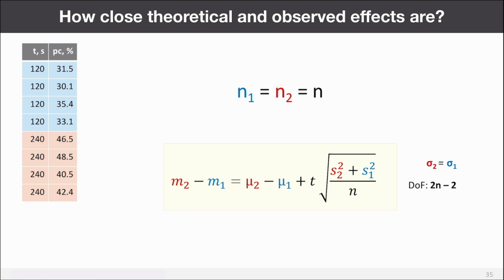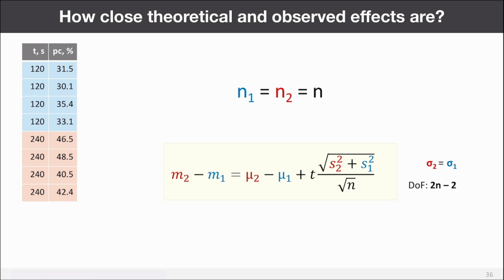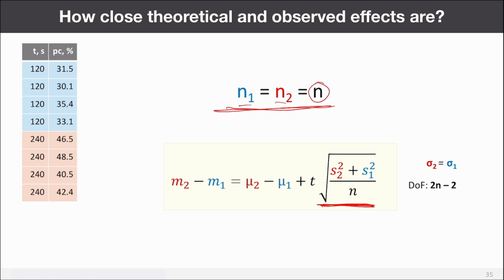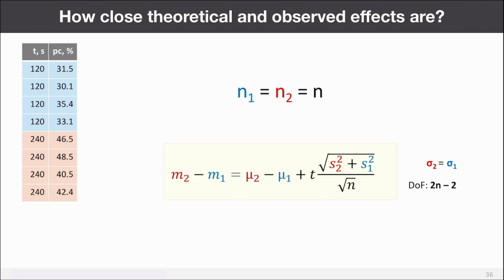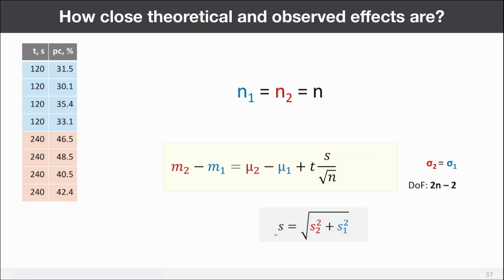However, let me simplify it even further, because in our case, you remember, the sample sizes are equal. And when sample sizes are equal, we also call it a balanced design experiment. Then you can simplify it even further. So instead of n1 and n2, let's use n. And then this is how the standard error will look. Or you can replace, you remember that if this is the square root of the ratio, it will be the ratio of square roots. So you can do it like this. And let's define the standard deviation, the pooled standard deviation, like this.